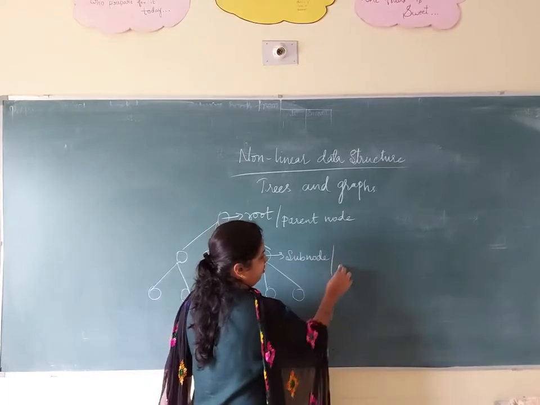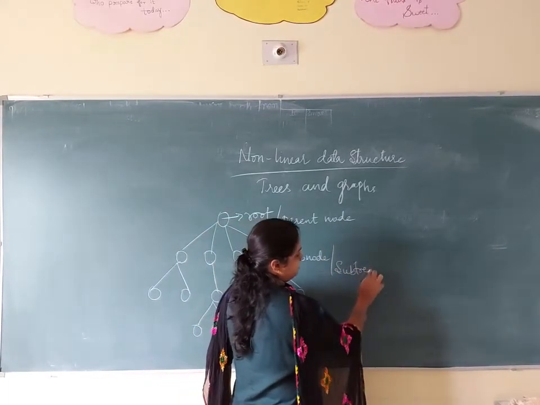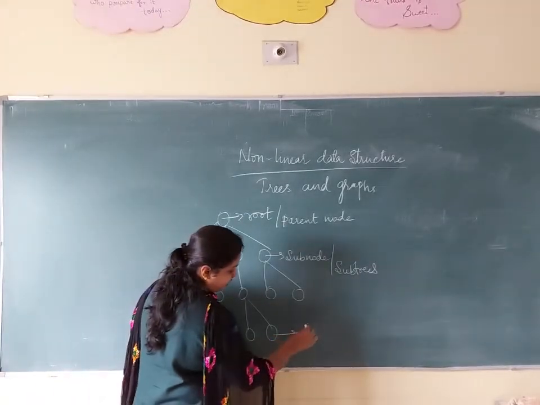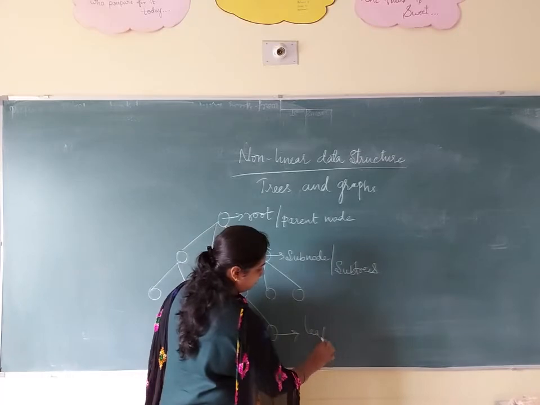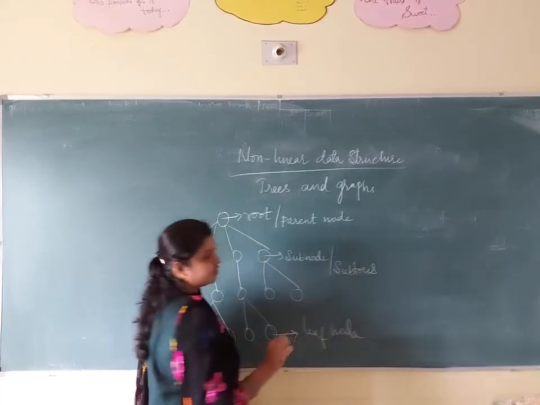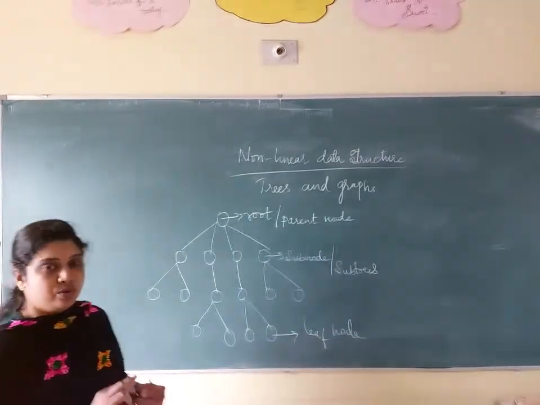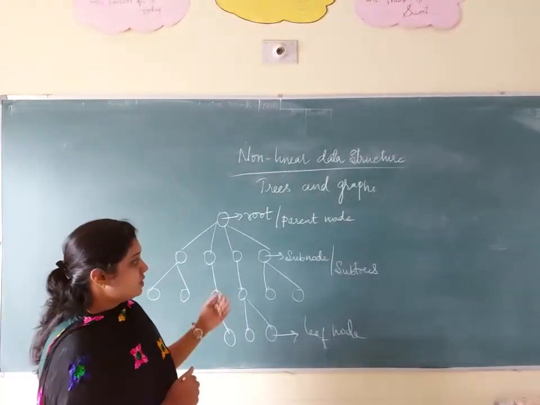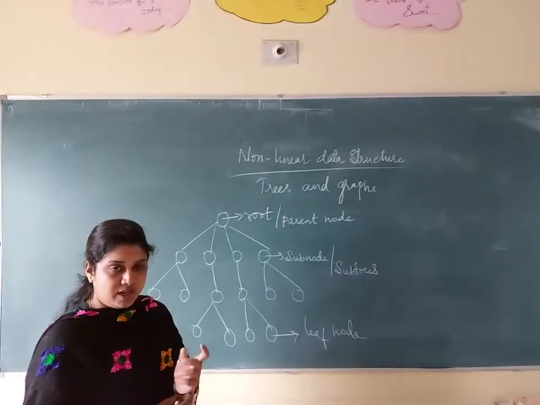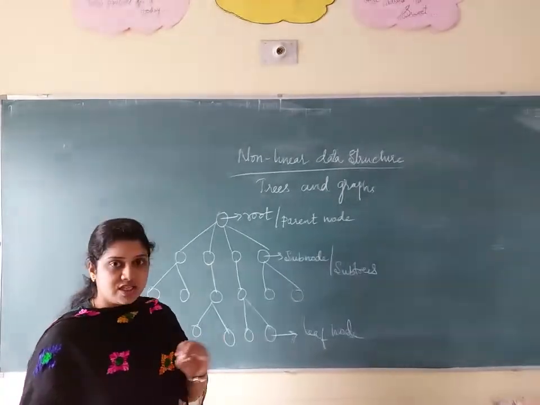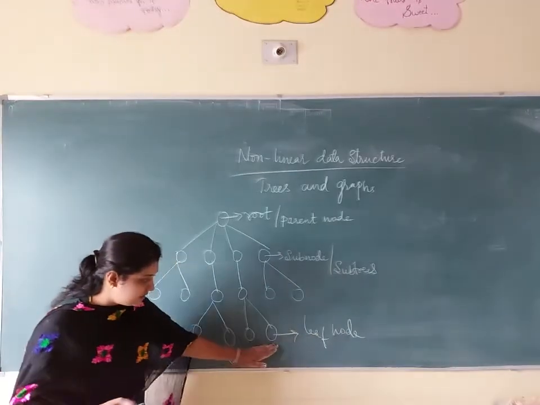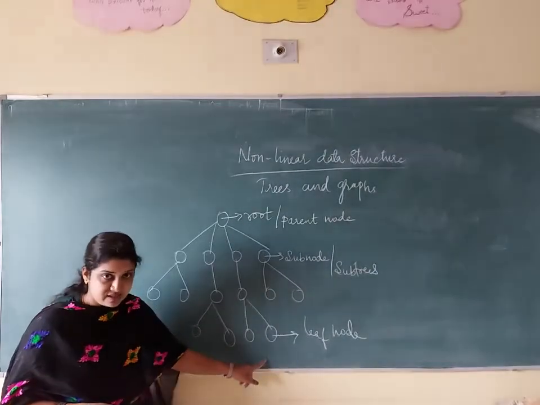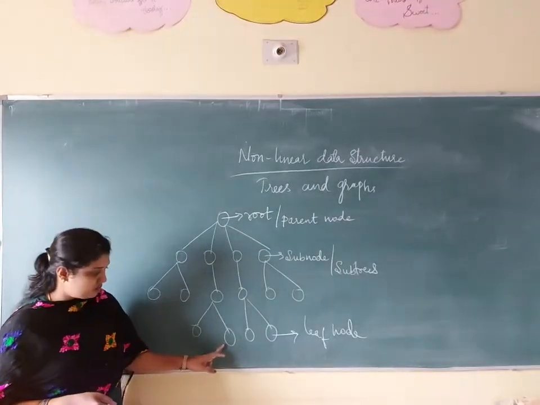Subnodes, or else you can call it a subtree. And the end part we are calling the leaf node. So a root node is a node which contains n number of children. What about a leaf node? A leaf node is a node which does not contain any children. See here, this is my last node. Is any child node there? No. What about here? No. Here also no.